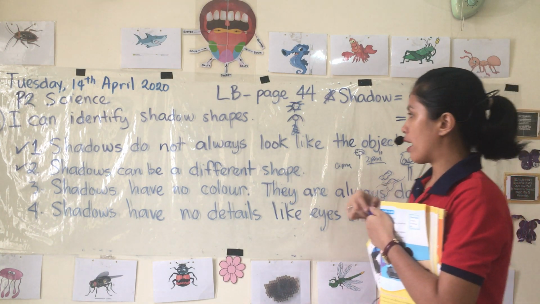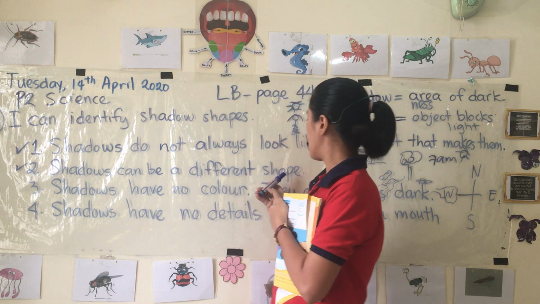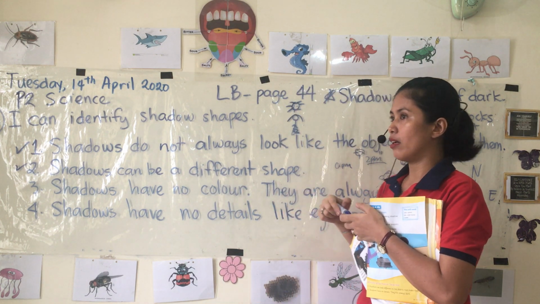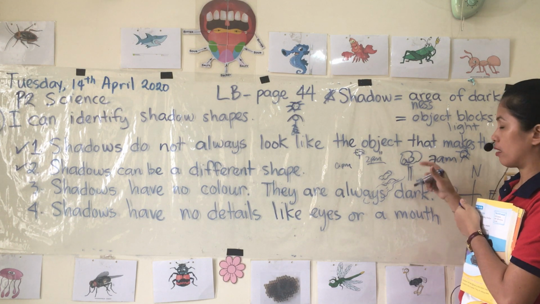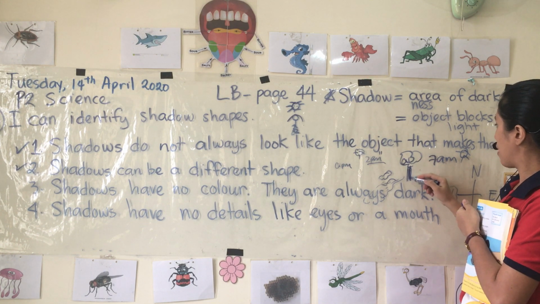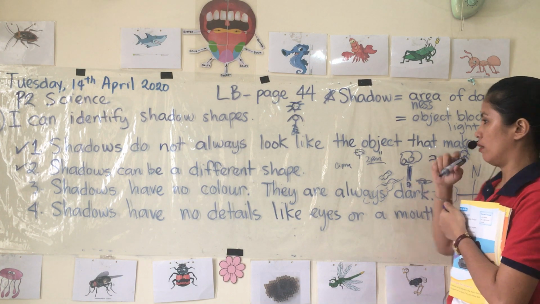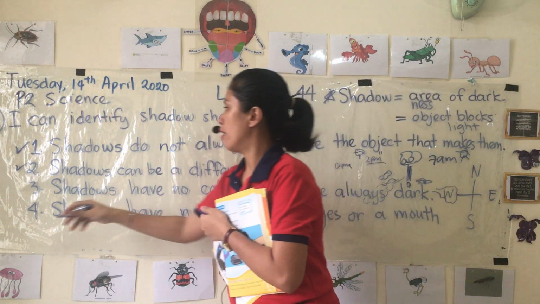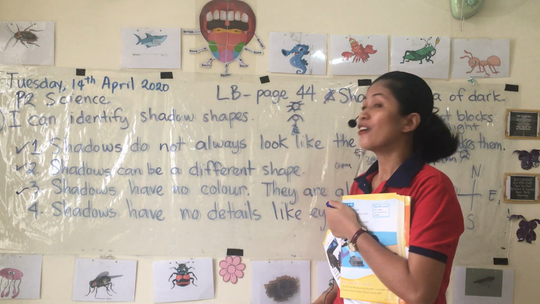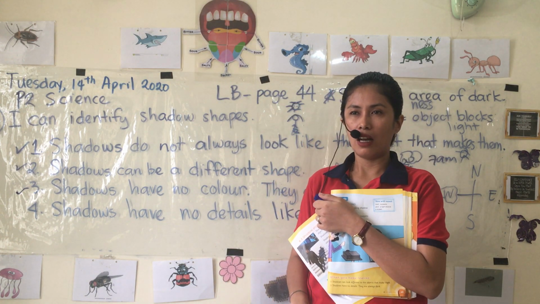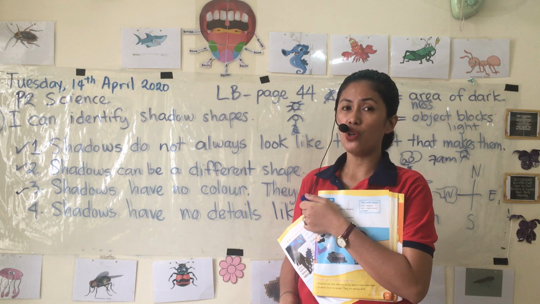Like that. So again, shadows can be a different shape, not like the object that makes them. So for 12 noon, the shadow is very little. And number 3, shadows have no color. Have you seen a shadow that is red or blue?